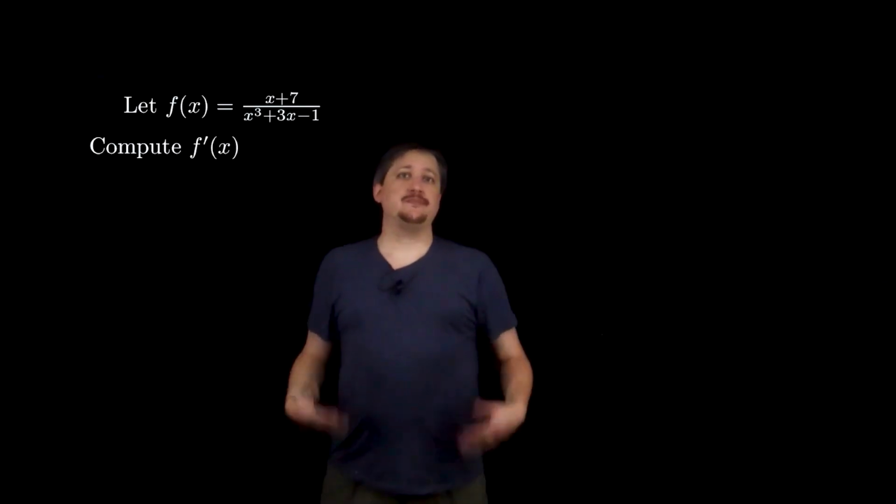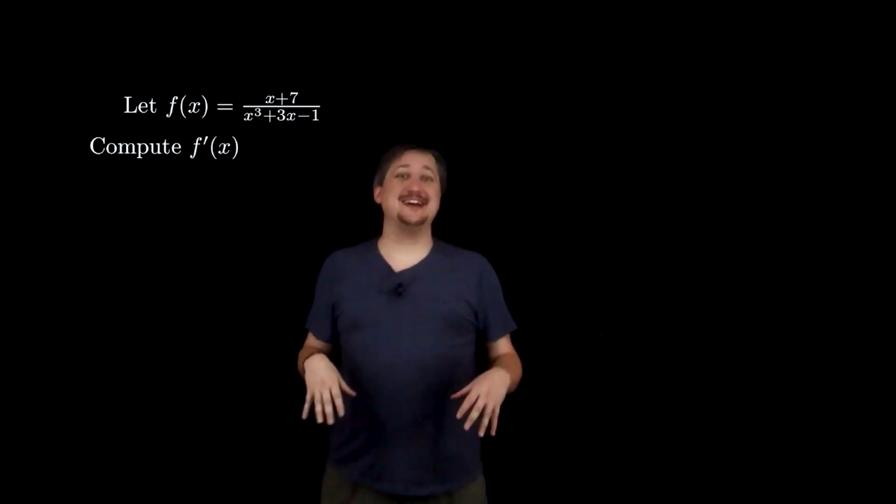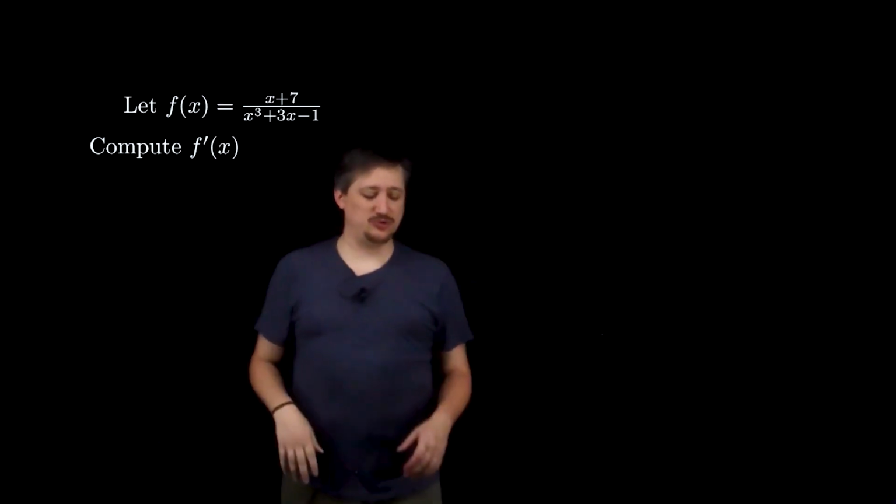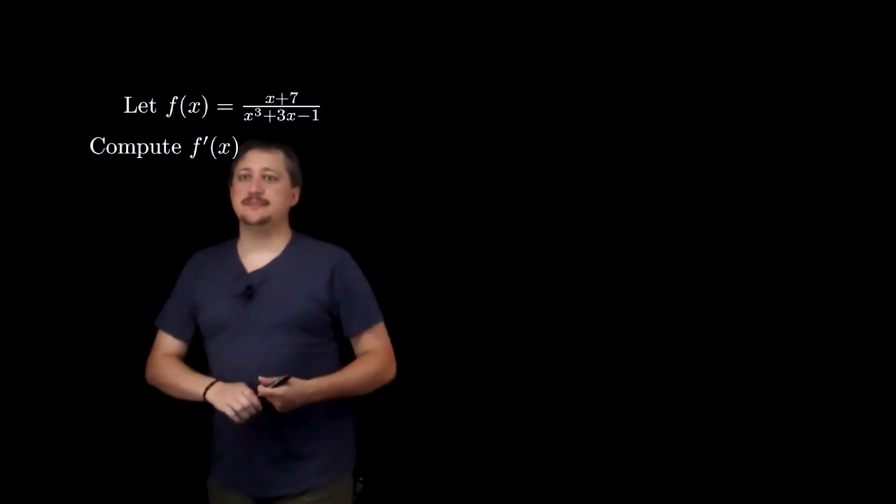Hello. So in this one, we are, shockingly, taking a derivative. But here we have a quotient, right? So we're going to be needing to use the quotient rule. So as a reminder, the quotient rule, right?